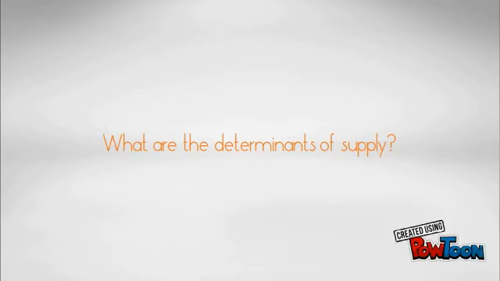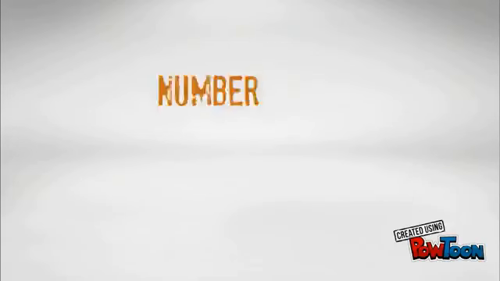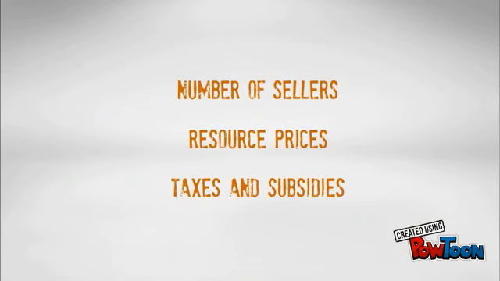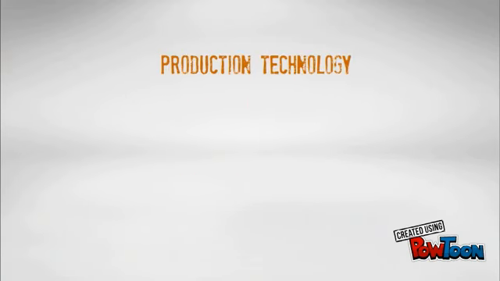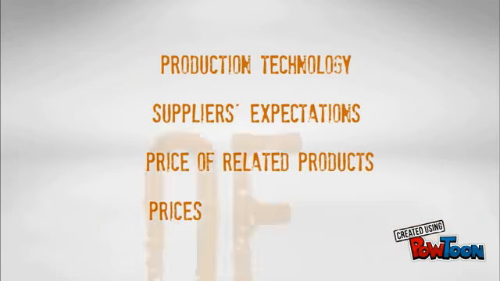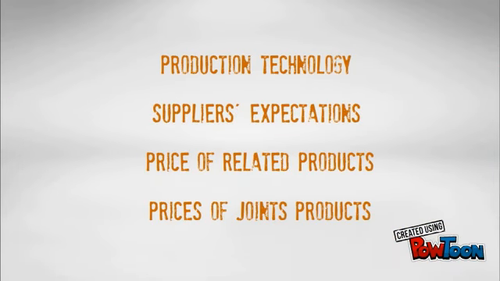Supply determinants are the number of sellers, resource prices, taxes and subsidies, production technology, suppliers' expectations, price of related products, and prices of joint products.